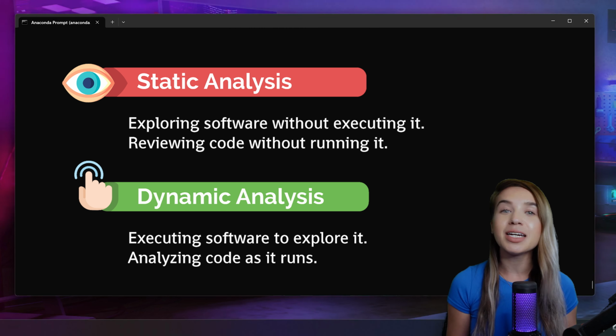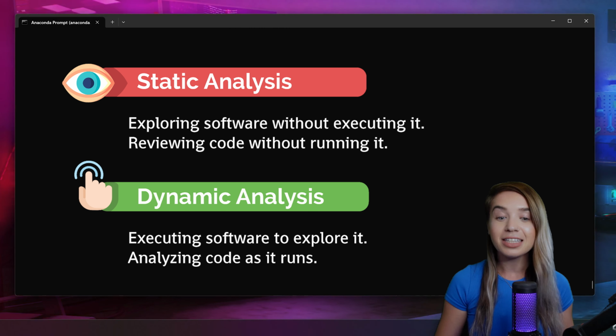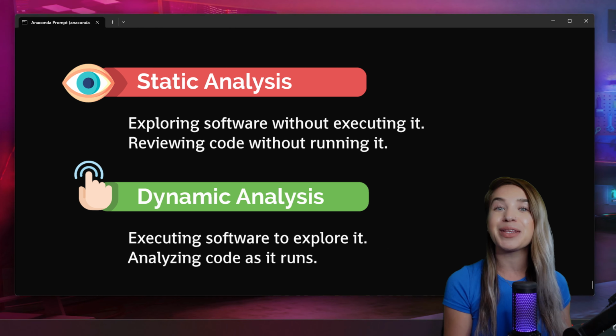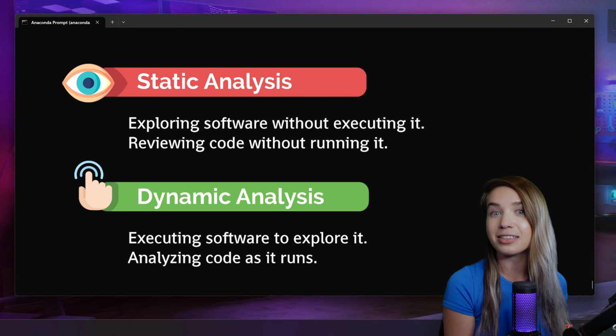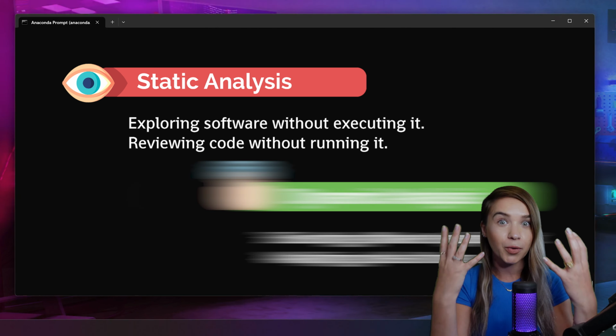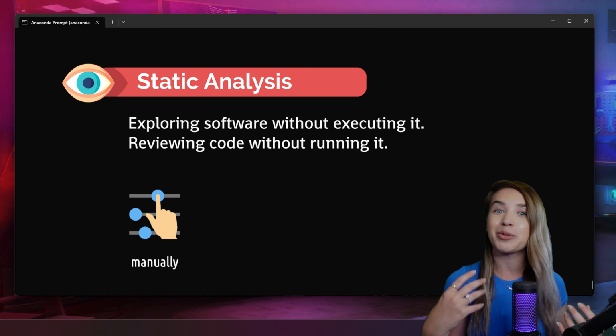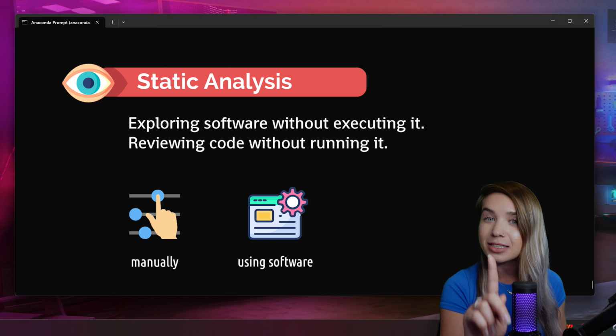Now, we usually begin testing with something called static analysis. This is where we review our code without running it. So we are only looking, we are not touching yet. Now, we can of course do it with our own eyes, but since this video is all about automation, we will do it with software.